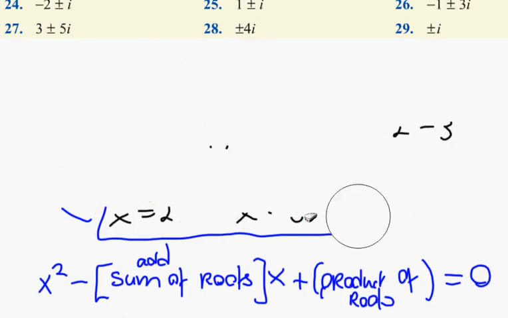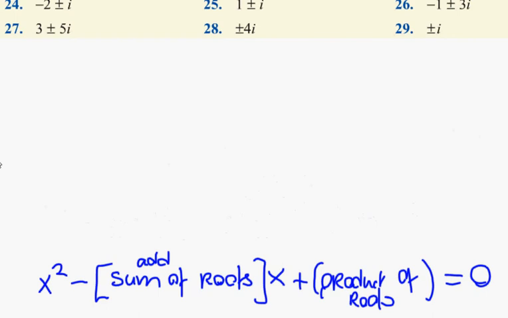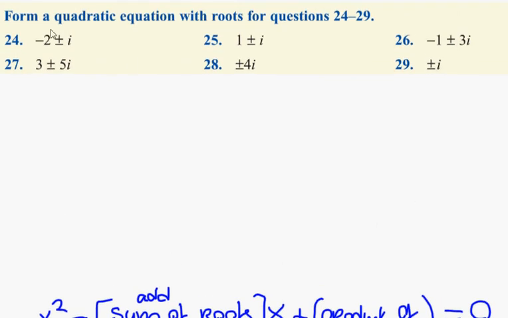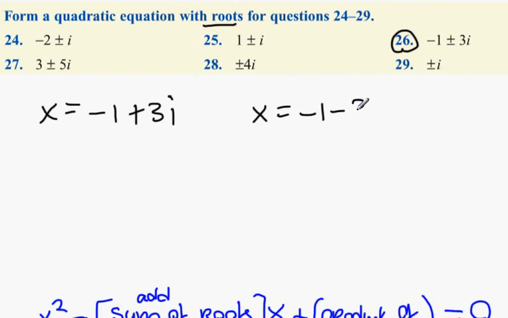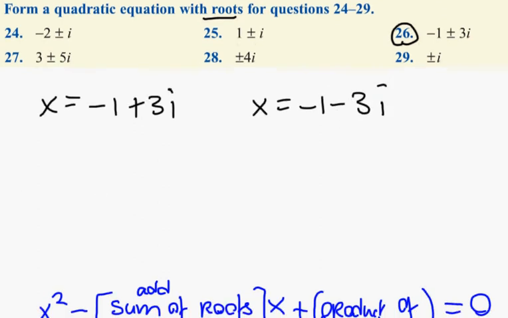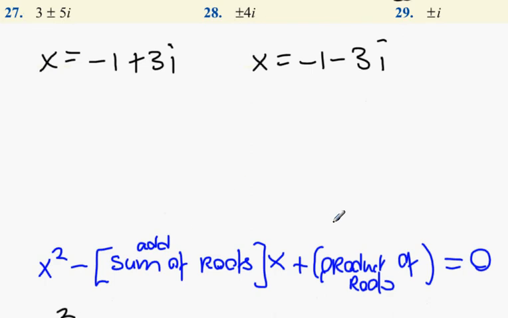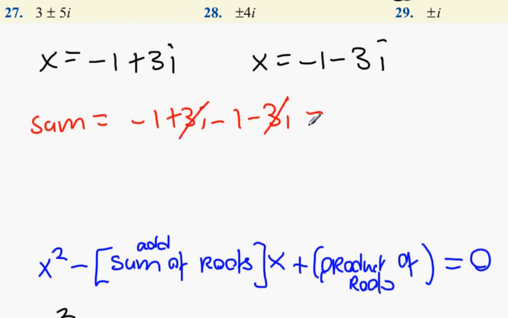For this question here, guys, question 26, it says there are two roots. The first root is minus 1 plus 3i, and the second root is minus 1 minus 3i. Now, if I get the sum and the product, I can figure out what's going on. What's the sum, guys? The sum is when you add them together. Minus 2, and it's just going to be, as Gavin said rightly, minus 2.